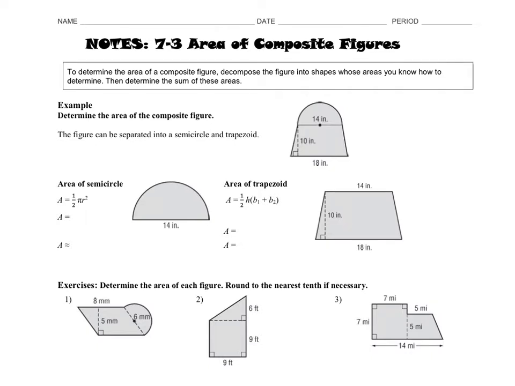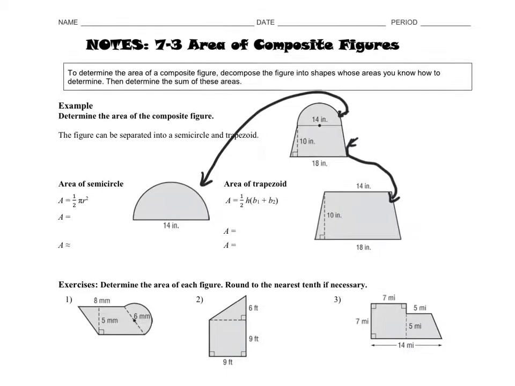Okay, area of composite figures. A composite figure is two or more shapes broken down or added together. So what we're going to do is pretty much break them down. In this picture right here, they have a semicircle and a trapezoid, and the semicircle is here and the trapezoid is here. So we're going to break these two shapes down and find the area of each piece, okay?